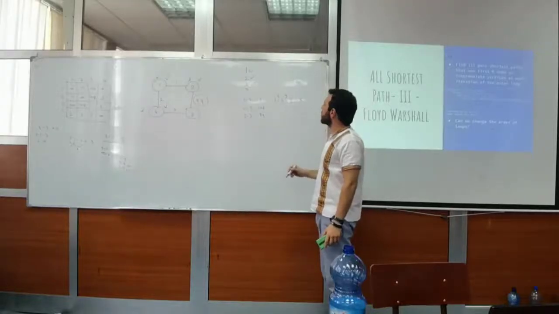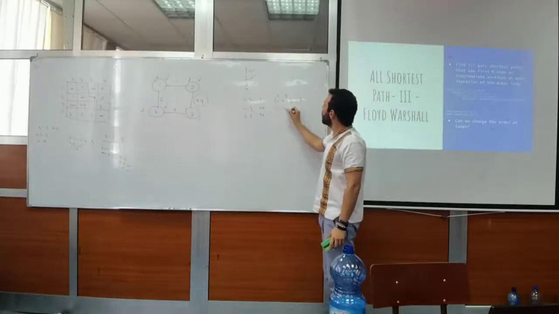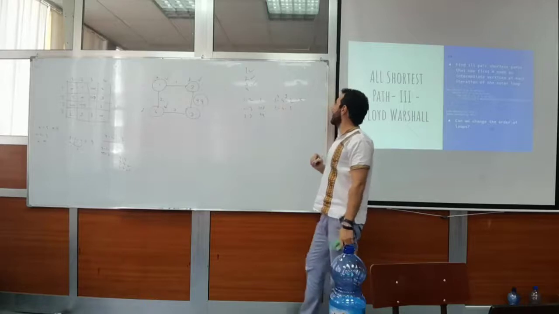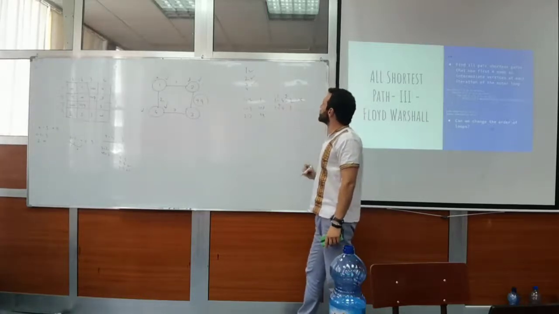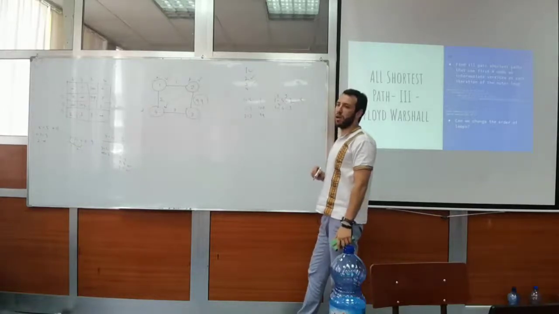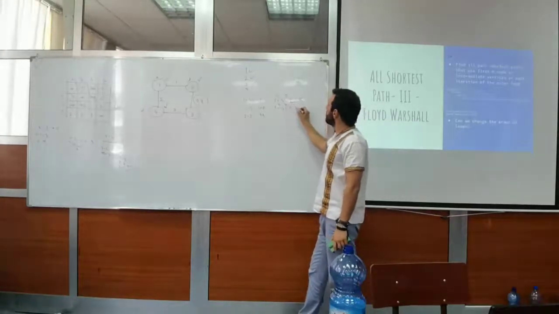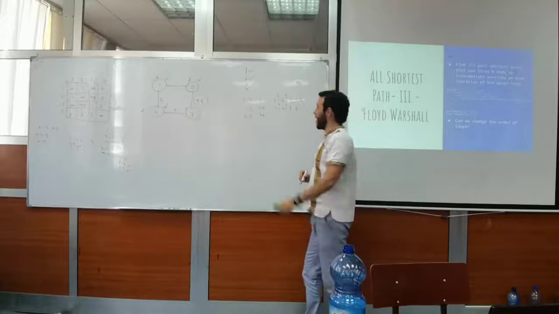And here we have the 1, 4, 3 pair. What is the distance between 1 and 4? What is the distance between 4 and 3? Is 5 less than 100? Yeah, I guess so.